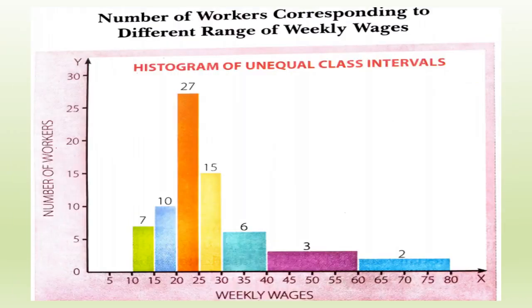See, this is the graph. Number of workers is given on the y-axis, weekly wages are given on the x-axis. When the class interval was 10 to 15, the width is 5 and the adjusted frequency was 7, so the length of the bar or rectangle is 7. Similarly, when the class interval was 30 to 40, the class size is 10, so the width of the rectangle is 10 and the adjusted frequency was 6, so the length of the bar is 6. So like this we will draw our histogram with unequal class intervals.